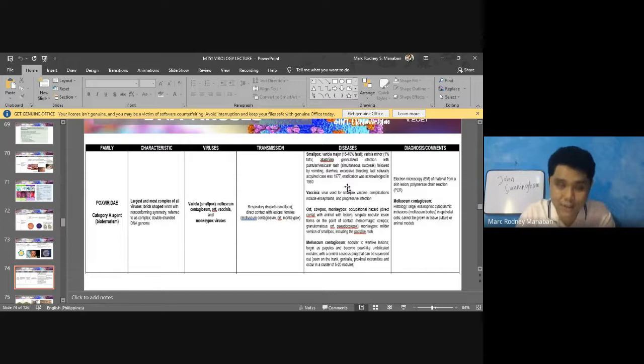For ORF, cowpox, and monkeypox, these are zoonoses, meaning gikan siya sa animals. Alright. And usually, makuha na to siya from occupational hazard. So those that are caring for these animals, usually they appear as mga single lesions lang sa hands because dito nakuha ang infection or point of inoculation.